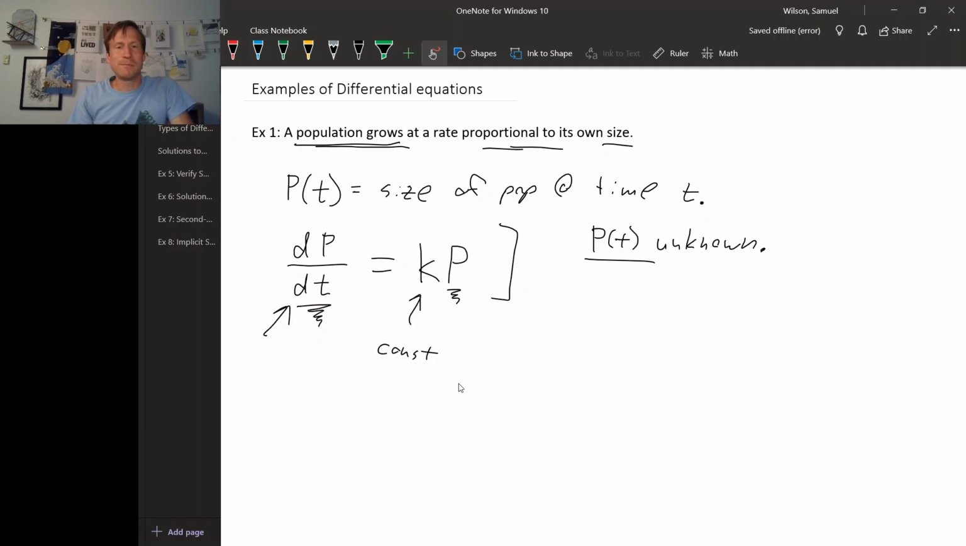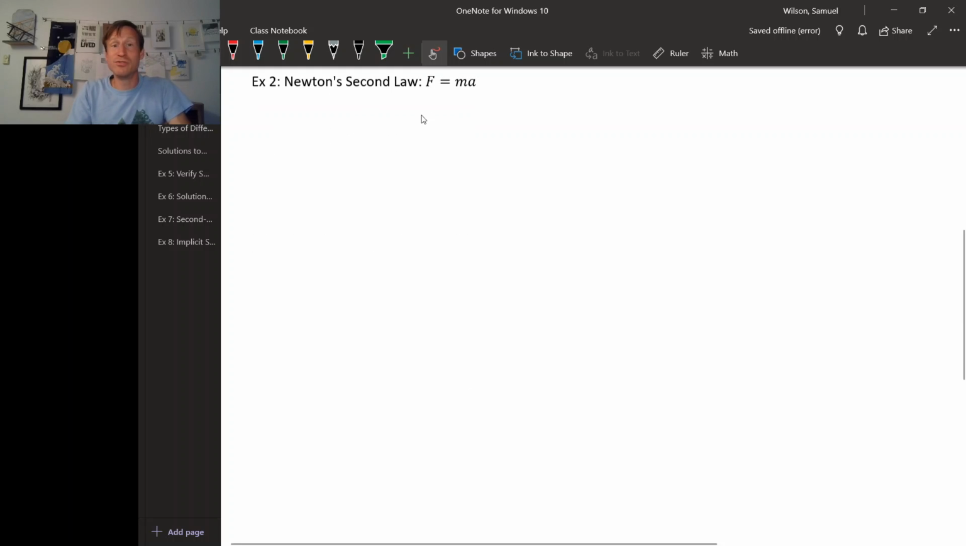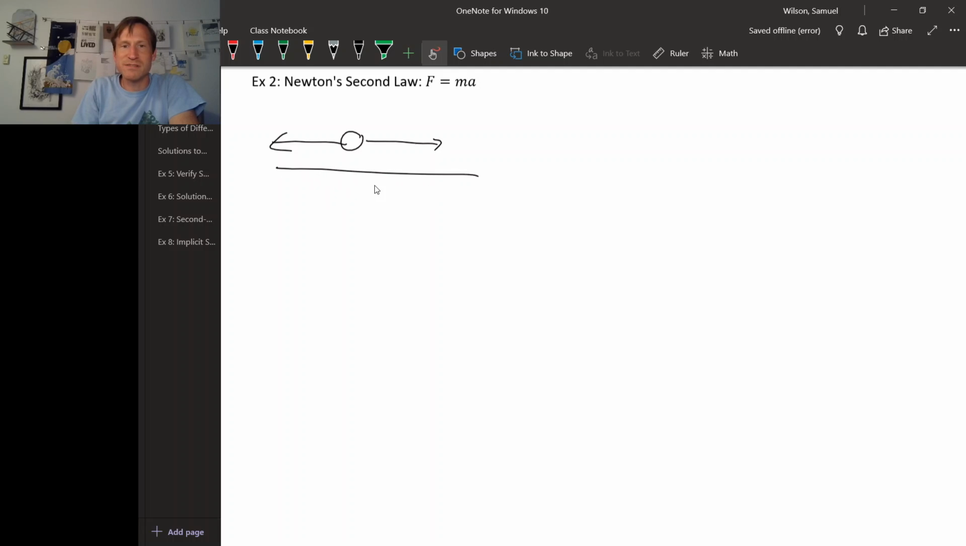Let's look at another example. So let's think about Newton's second law, which says force is mass times acceleration. Well, it takes a little context here, so let's add some information to the situation. Let's suppose that we have some object that just moves back and forth in a straight line, so we can measure its position with, say, a ruler. And let's call its position at time t x. So x is the position at time t.